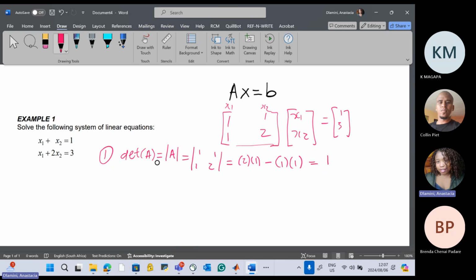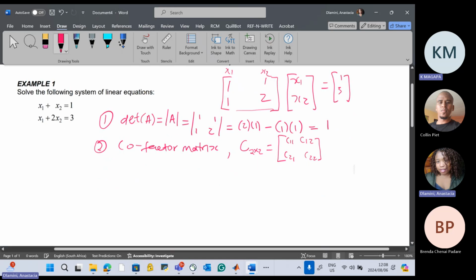So now, what else do we need? The second step to find the inverse. We need the cofactor matrix. What is the dimension of a cofactor matrix? Let's call it C. 2 by 2. So it will be C11, C12, C21, and C22.